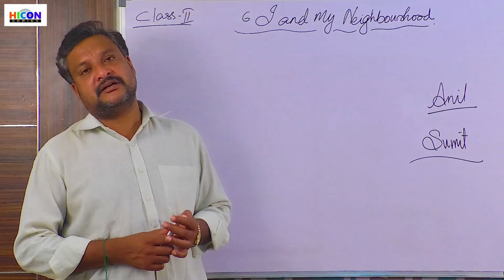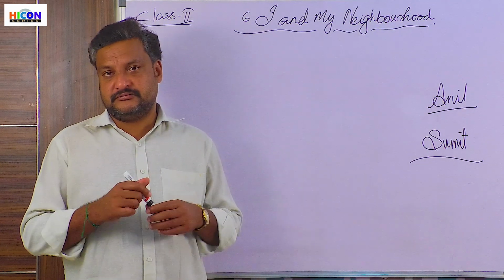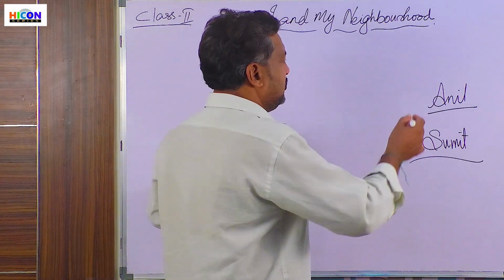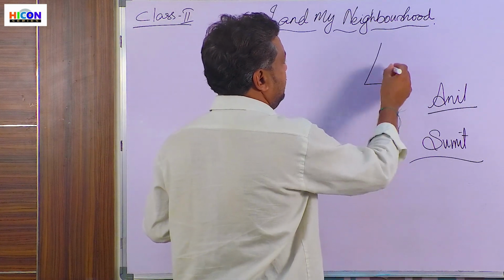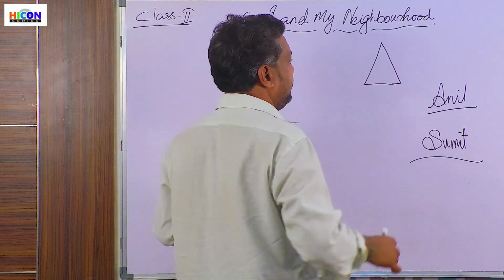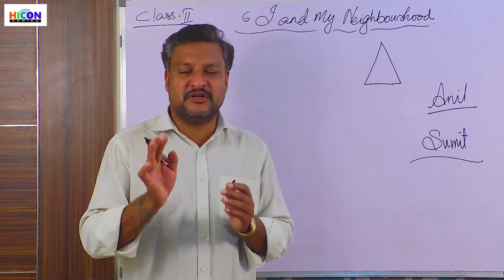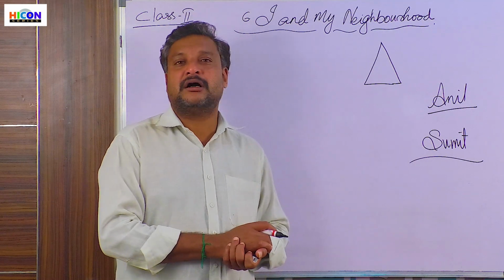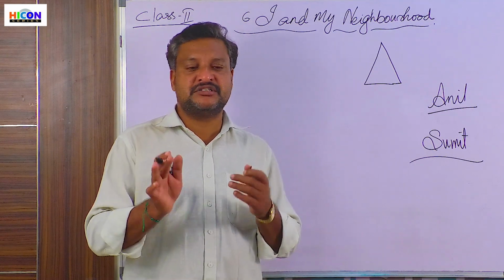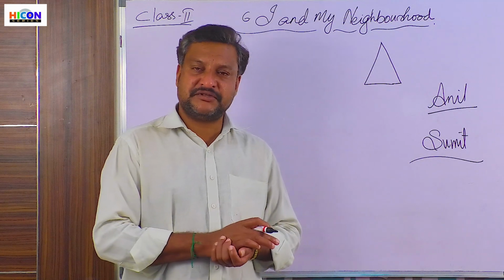One park is shaped as a triangle. What is a triangle? We know, no? Yeah, in mathematics we have already learned about it. This is called the shape of a triangle. Okay? So this is one of the smallest parks in our colony. Okay, the triangle shaped park is the smallest park.